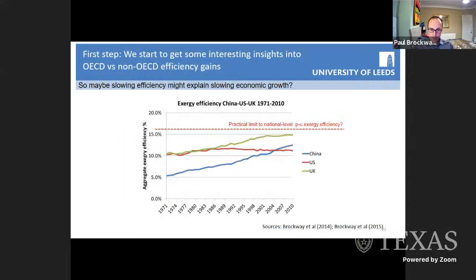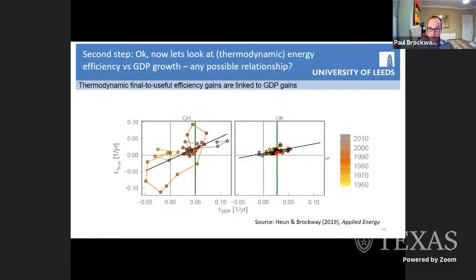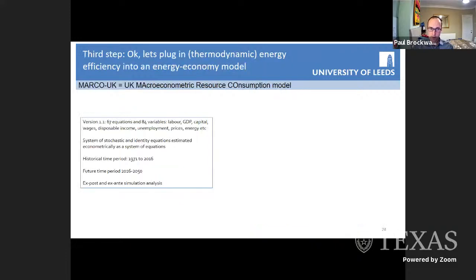So going back to the previous slide where we see China growing rapidly, if it's got this space where it has an efficiency headroom, if you like, if it hasn't reached the saturation level yet, then maybe efficiency could be a key part of how economic growth plays out. So that was another second step that we've been doing in our Exergy economics community.